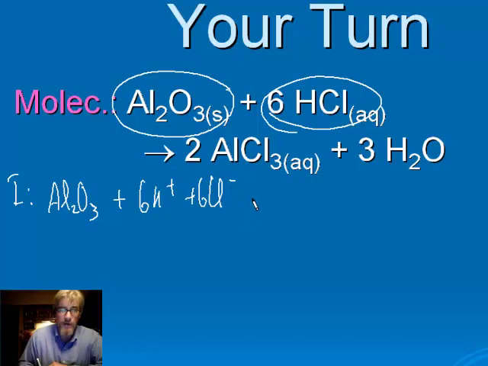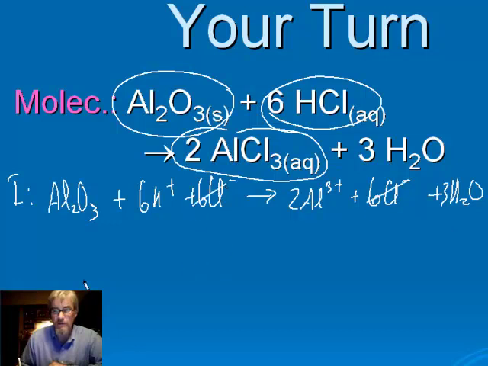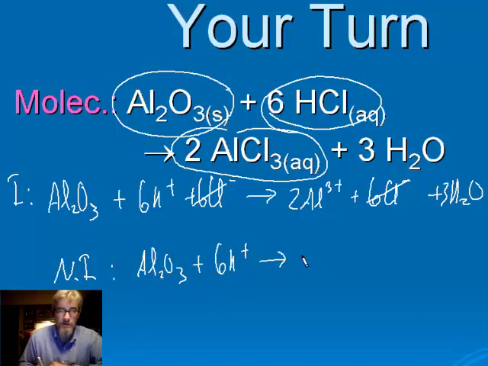On the other side of the arrow, AlCl3 is a soluble salt, so I'll split that up, and that gives me 2 Al3 pluses, because aluminum's 3 plus, and actually 6 Cl minuses. And then I have water, which I can't split up. I do have a spectator here. It's chloride, and so my net ionic equation is Al2O3, still can't split that up, plus 6H plus gives 2 Al3 plus and 3 waters.